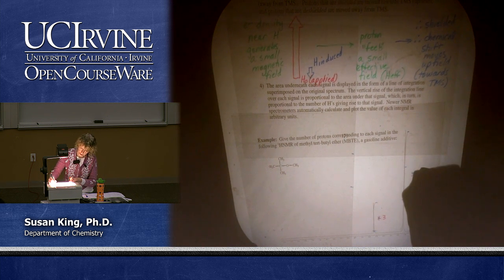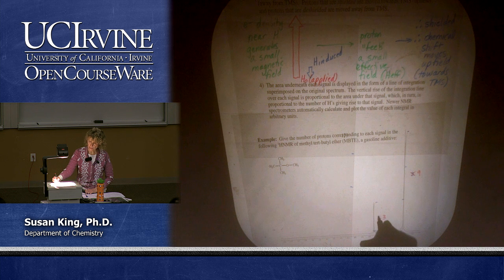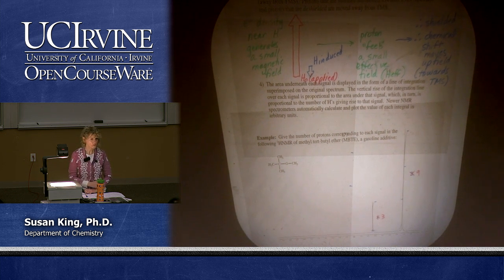And this one would be 9. So we multiply each by 9. So this peak represents 3 protons, and this peak represents 9 protons. That's one way to do it. I want to give you another way to do it, and that is we actually measure this.